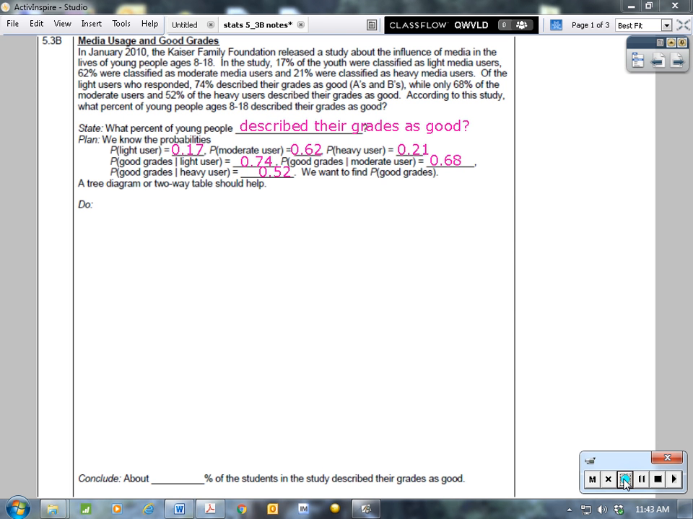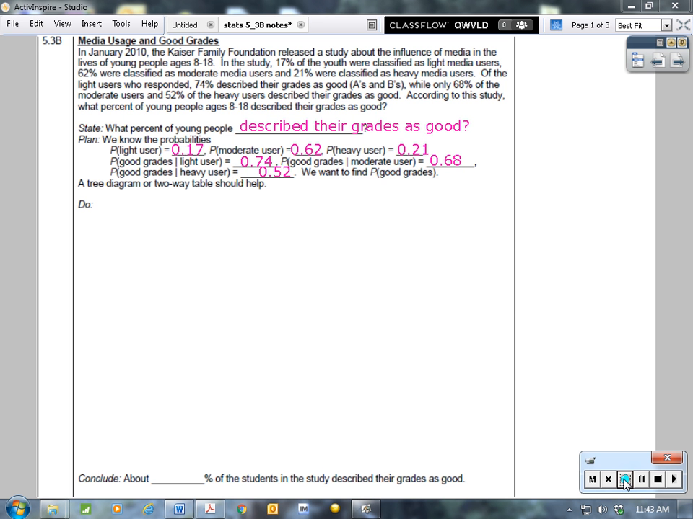Now, the rest of it's a little weird, because they say, of the light users, 74% had good grades. And so this is a conditional probability. The probability that they have good grades given they're a light user. We knew they were light users, and 74% of those had good grades. So that is a conditional probability right there. And then the probability of good grades given moderate user, 0.68, and the probability of good grades given heavy user is 0.52. And we want to find the probability of just good grades.